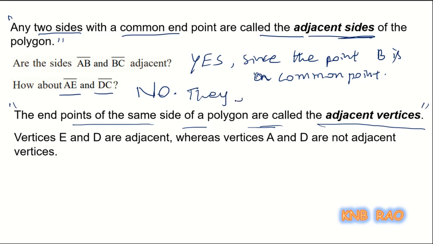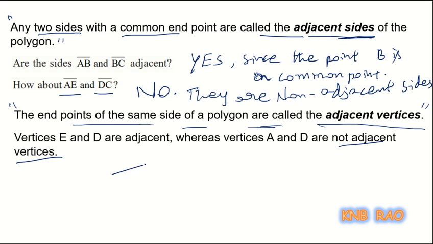They are called non-adjacent sides. So similarly, we have got non-adjacent vertices also. Which are non-adjacent vertices?